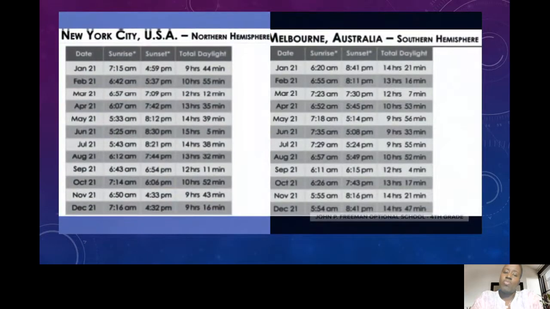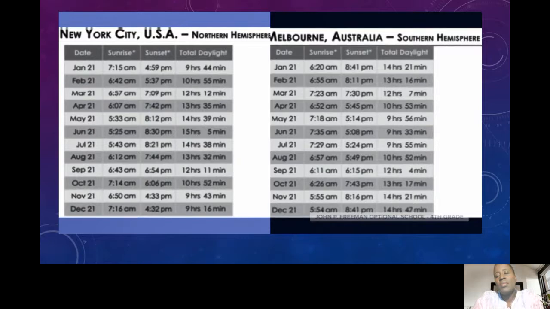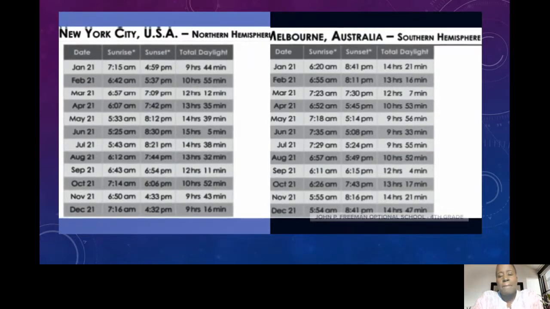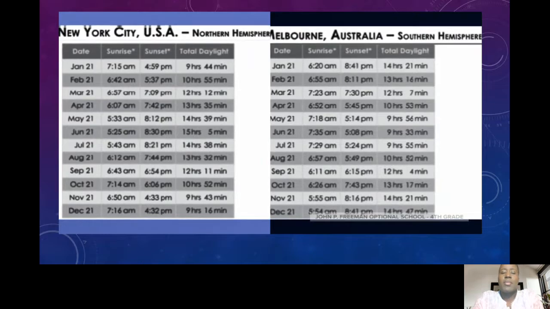Take a look at these two data tables from a city in the Northern Hemisphere, New York City, and a city in the Southern Hemisphere, Melbourne, Australia. What do they have in common? What are the differences? Compare and contrast these two data tables and record your findings.